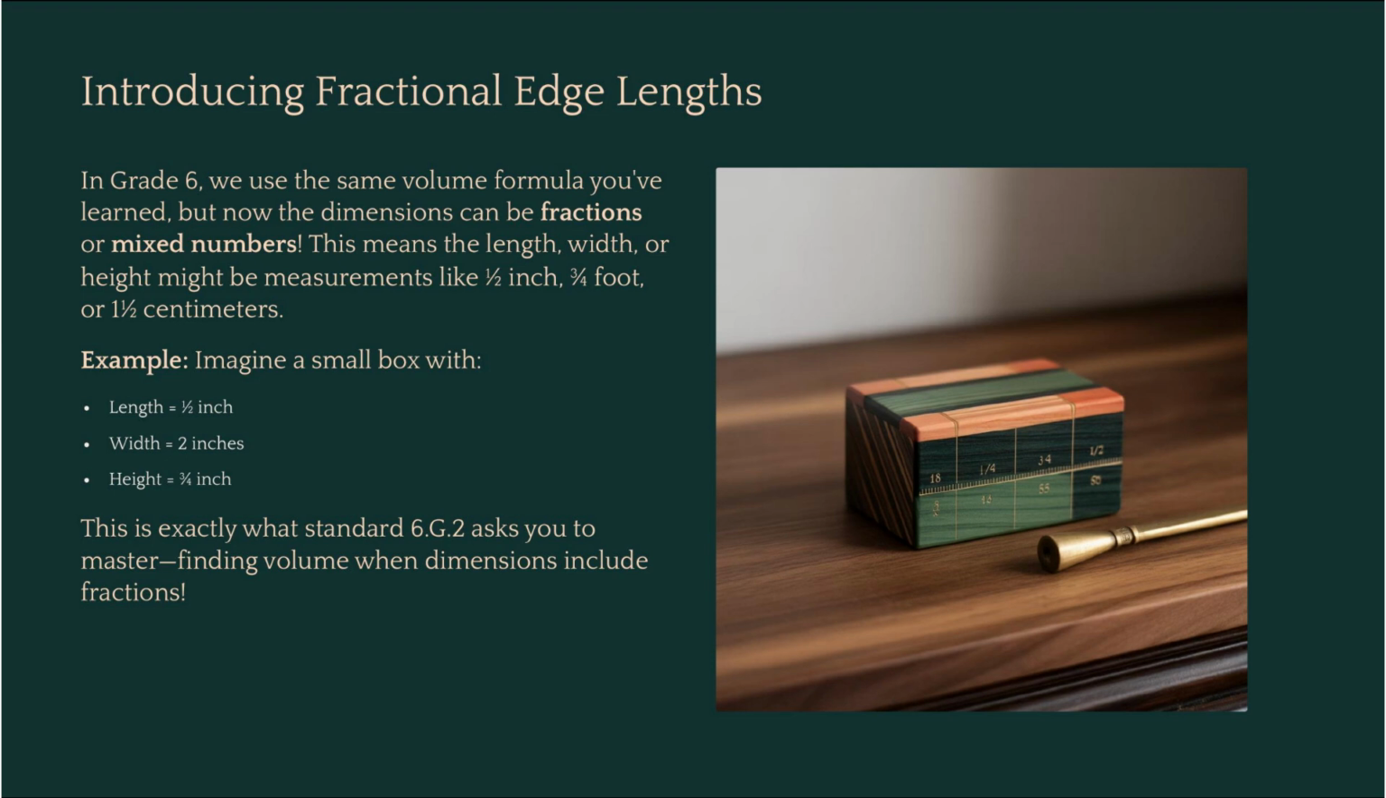Now for the grade 6 challenge. What happens when the length, width, or height aren't whole numbers? What if a container is only half an inch long? This is the core of standard 6.G.2. The good news is the formula V equals L times W times H doesn't change. We still use the same process, but now we'll be multiplying fractions and mixed numbers. It's just a way of calculating volume for smaller, more precise containers.